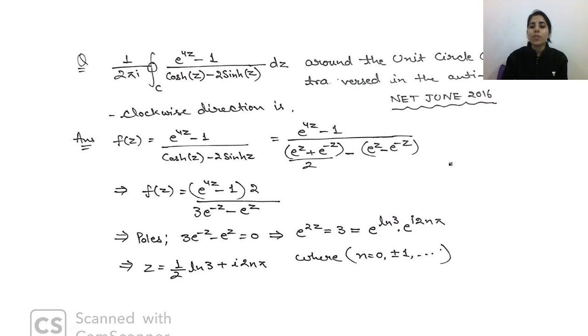So guys, this is our next question which we are going to discuss in today's session. This question has been asked in the NET June 2016 exam. The question is 1 upon 2 pi iota integration over the closed contour of e to the power 4z minus 1 upon cos hyperbolic z minus 2 sin hyperbolic z dz around the unit circle C traversed in the anti-clockwise direction is. So you need to find this integration.